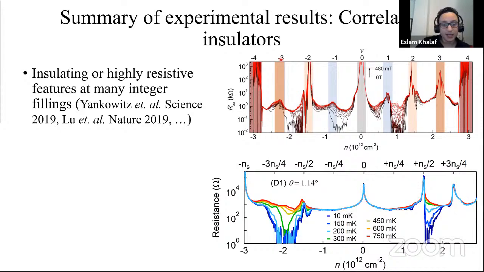For example, this data is from the Barcelona group, from Dmitri Efetov's group. And what they saw is essentially some highly resistive or insulating features at most integer fillings. So notice here that people use different conventions of the filling. In some cases, the empty band is minus one and the full band is plus one. But in other cases, the empty band is minus four and the full band is plus four. That's because there is a spin and valley degeneracy in the system. So if you count in terms of individual electrons, then you go from minus four to plus four. But if you count without taking into account this degeneracy, then you go from minus one to plus one. But the thing to keep in mind is that this point and this point are the same.